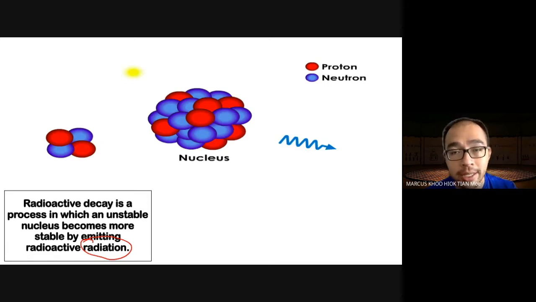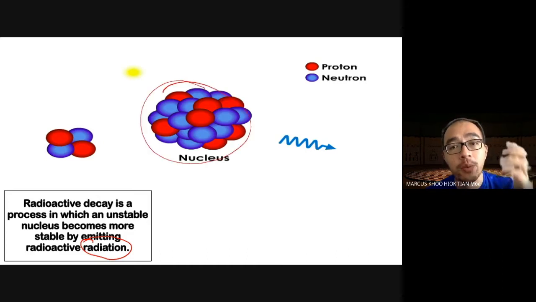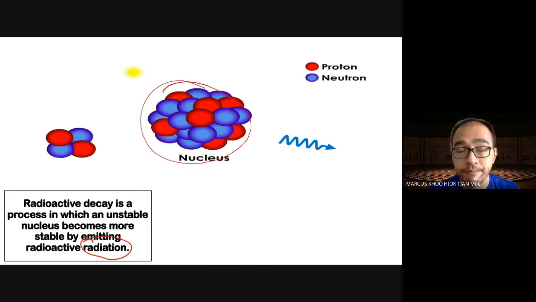Radioactive decay is when an unstable nucleus, where the protons and neutrons are not stable, becomes more stable, and it does it by emitting radioactive radiation. You can think about this like, for example, a volcano. If a volcano is not stable, what does it do? It erupts, and it lets go of material so that it becomes more stable after that. Of course, there are many other examples that you can use, but generally, I like to talk about volcanoes. It's the easiest for us to imagine.